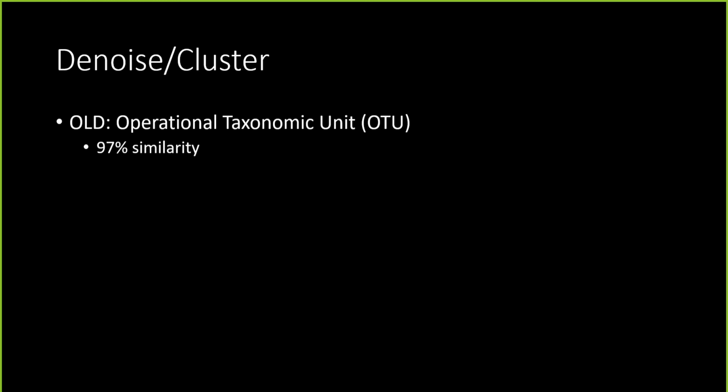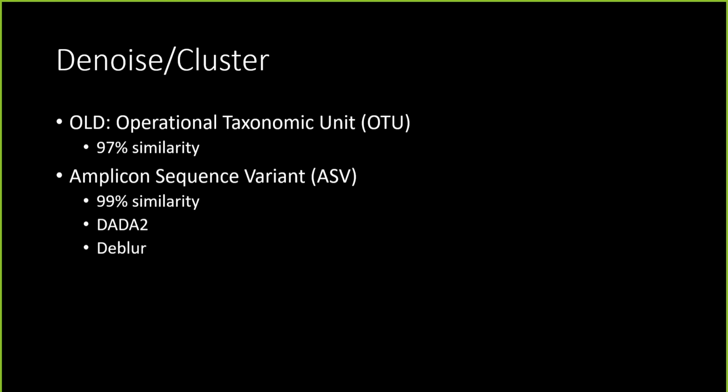That was okay back then, but now we've moved away from that, and we're going to use amplicon sequence variants, which cluster fragments by up to 99% similarity. So this is actually better because it allows you to tease apart really minute differences. I think the DADA2 paper was discussing that.